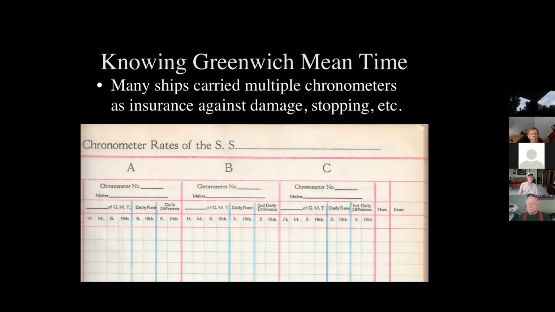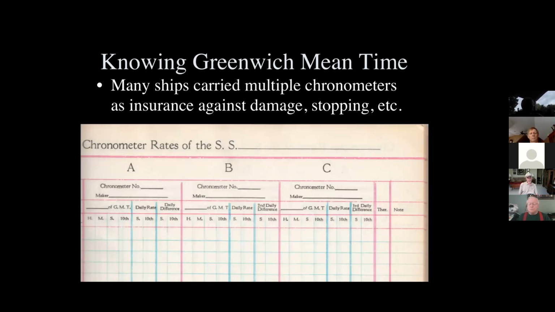And that brings up another thing that I think is important. And that is that almost all ships carried multiple chronometers as insurance against damage, stopping, etc. In fact, one of the things that used to be said was you needed to have at least 3 chronometers on board ship. One to break down, one for someone to forget to wind, and one to tell you what time it was. And so it was not at all unusual for ships to go to sea with half a dozen chronometers all running on board, just because they were looking at insurance in case something happened.